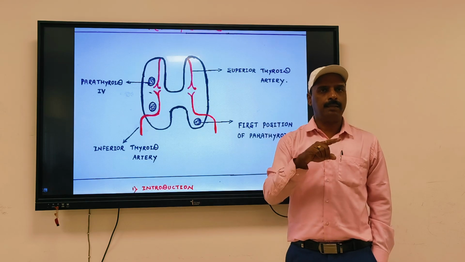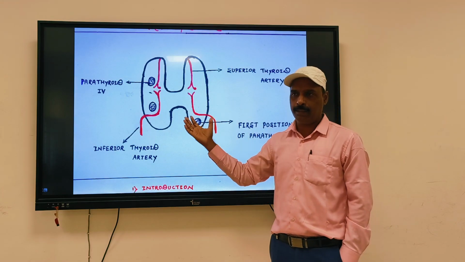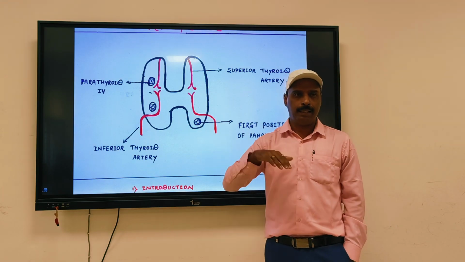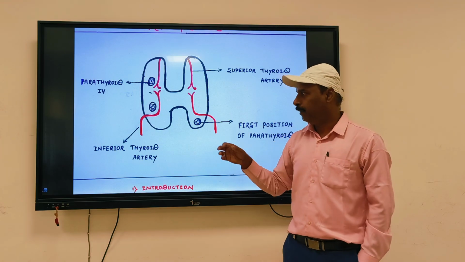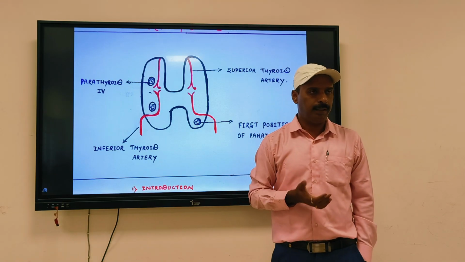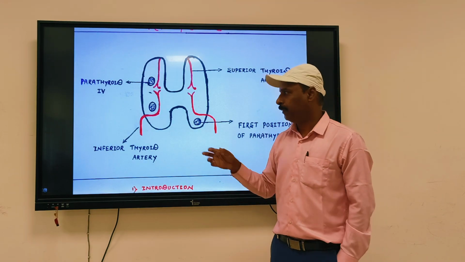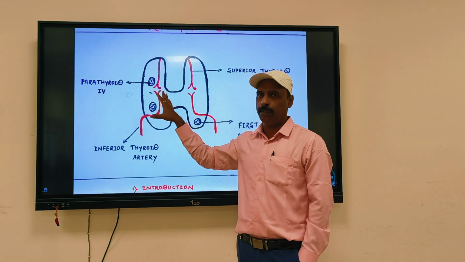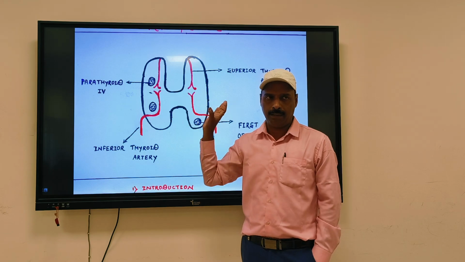It will be 6 millimeters. We are not talking about centimeters now. The thyroid is a measurement we have studied in centimeters: 5 centimeters into 2.5 into 2.5. But here I am talking about the parathyroid in millimeters. It is 6 millimeters into 4 millimeters into 2 millimeters. So that is exactly what you have to remember about the size of the total parathyroid gland.